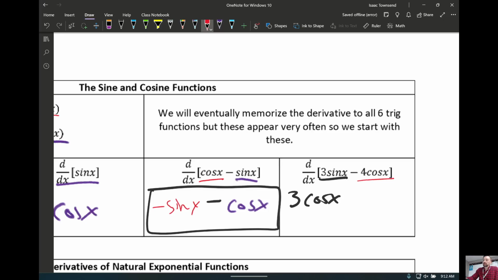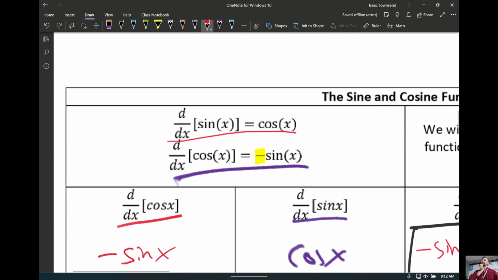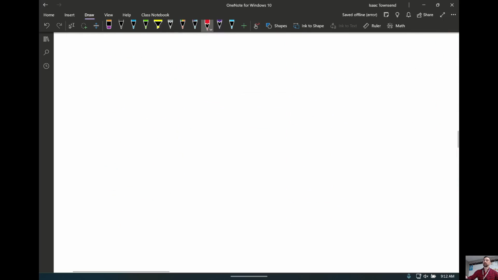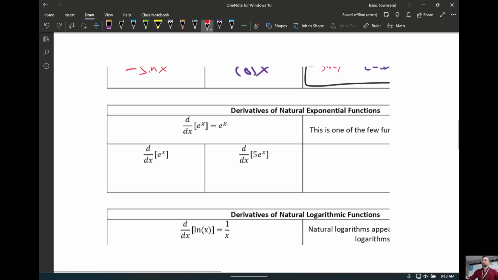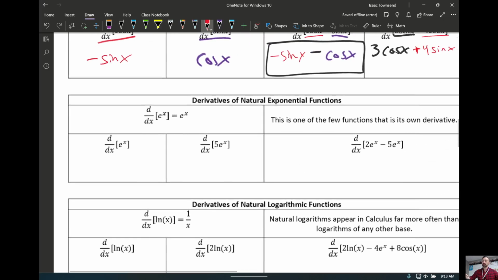The derivative of negative 4 cosine x is the same thing as negative 4 times the derivative of cosine, which is negative sine. So that negative makes that minus a plus. This one's just going to be 3 times bigger than whatever the derivative is. This is negative 4 times whatever the derivative is. So derivative of the sine is cosine. The derivative of cosine is negative sine. We will memorize those.